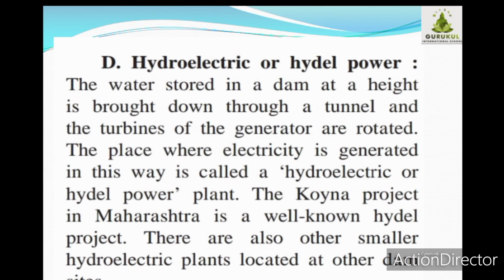The place where electricity is generated in this way is called a hydroelectric or hydel power plant. Such plants are set up at the bottom of or near the dams to generate electricity. The Koyna project in Maharashtra is a well-known hydel project. Even the Sonda Prakalpa is also a hydel power plant, which is nearby Badlapur. There are also other small hydroelectric plants located at other dam sites.